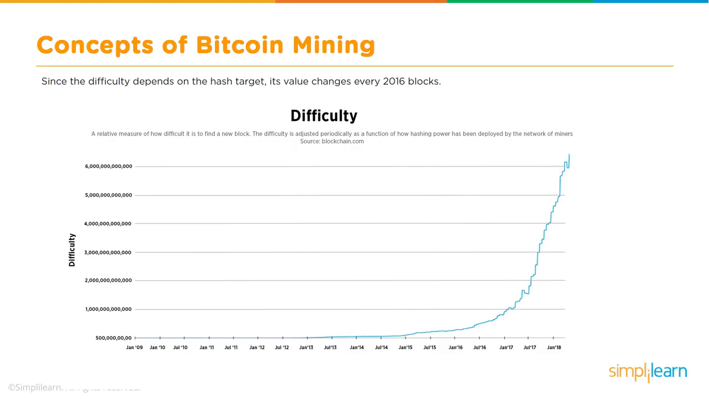Now, since the difficulty depends on the hash target, its value keeps changing after every 2016 blocks, as I said. And as you can see, from the day of inception of Bitcoin in 2009 till today, difficulty has increased exponentially, and thereby the entire effort of mining and the computing power is also increasing. So compared to the resources required to do mining in 2009, you require more hashing power, more computing power, to do the mining today.